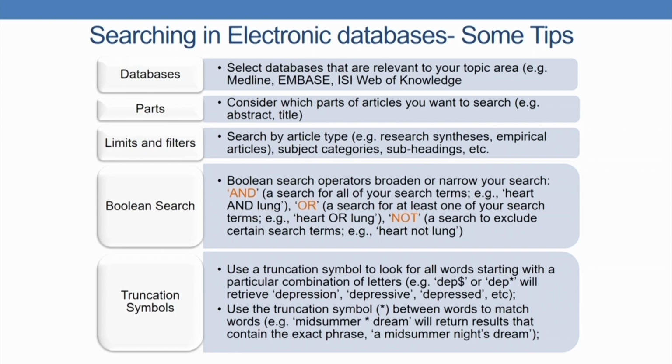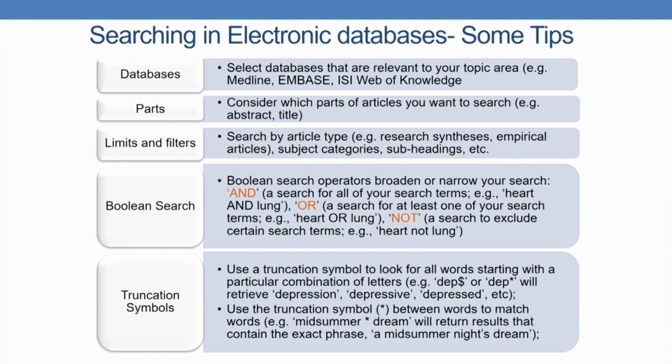We can consider using limits and filters within particular databases to search by article type. For example, are we looking for review articles and research synthesis, or are we looking for empirical articles, subject categories, subheadings, etc.? We can also use Boolean search operators to broaden or narrow our search.